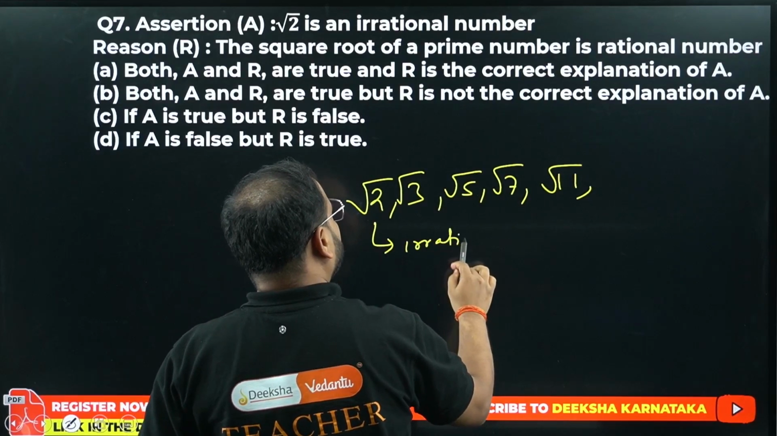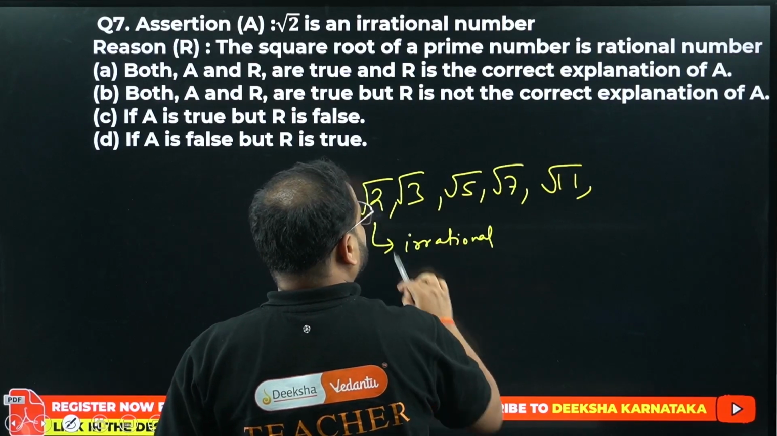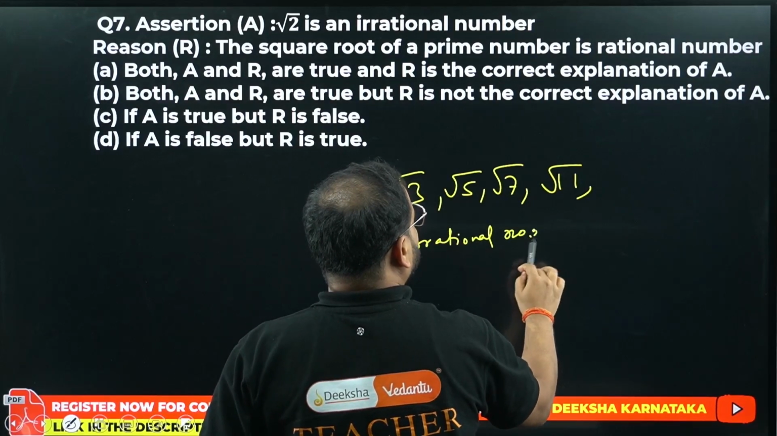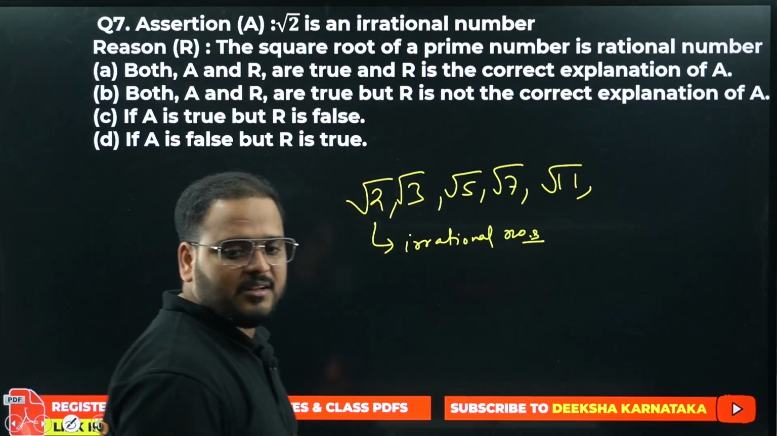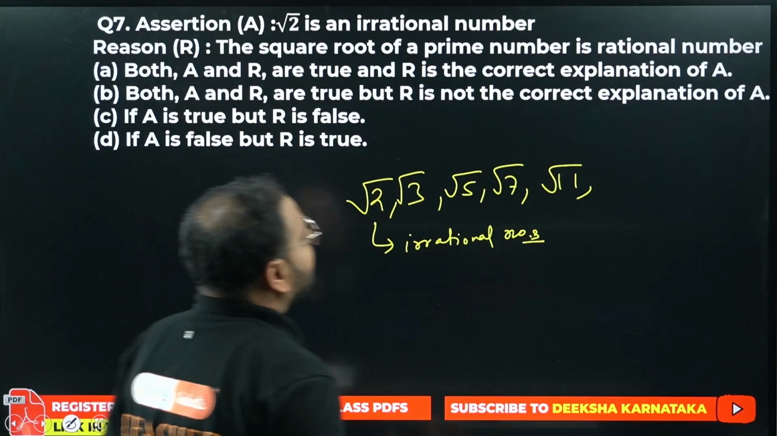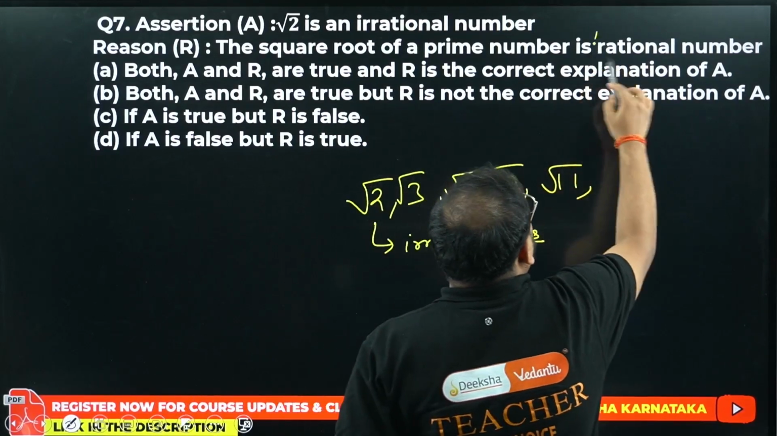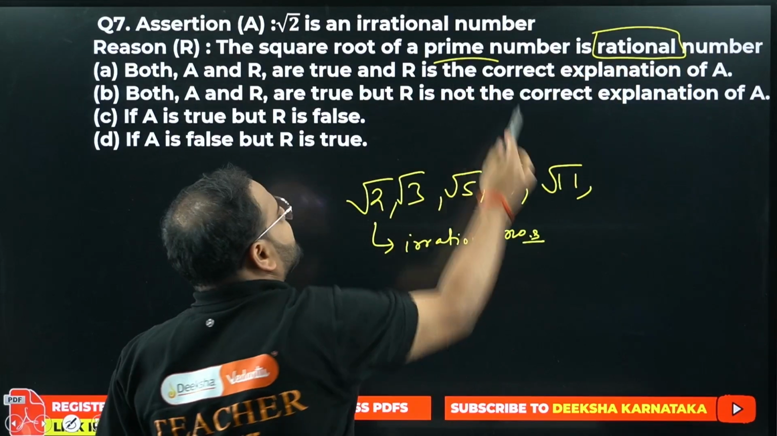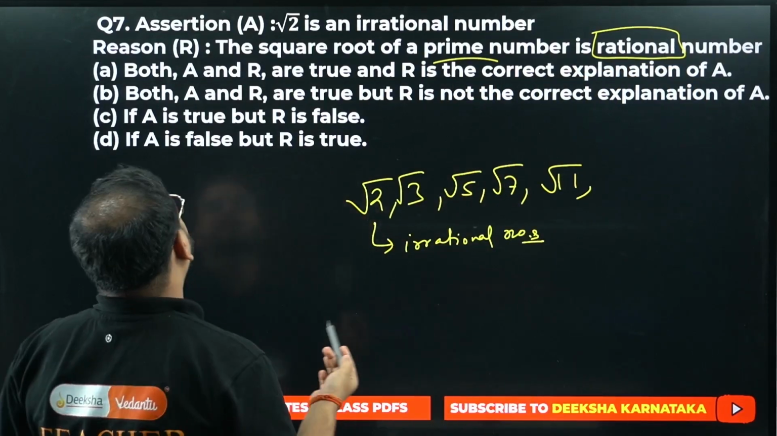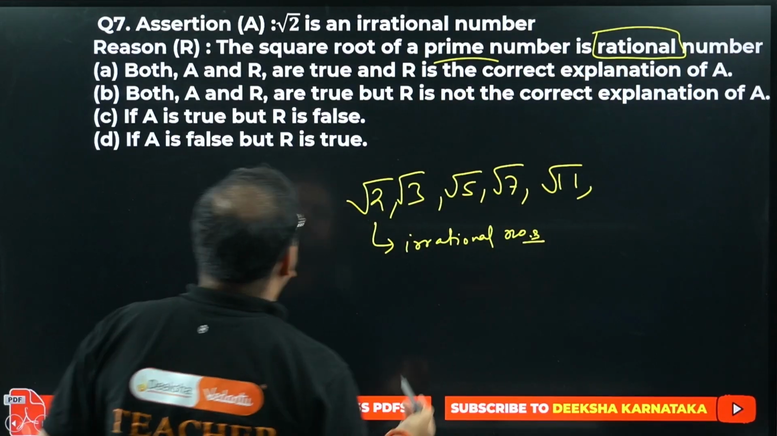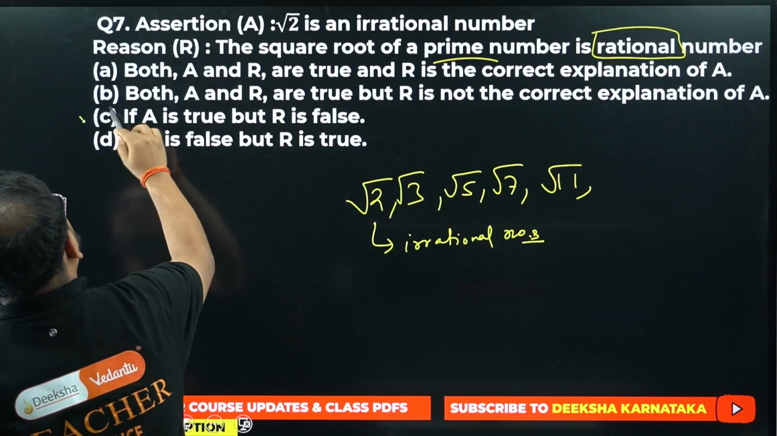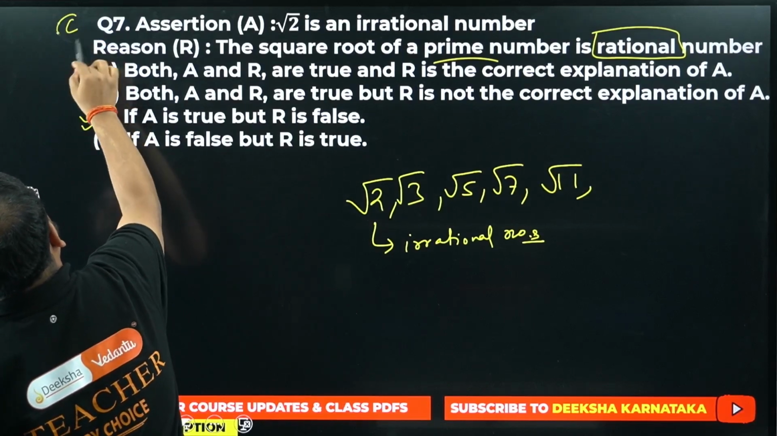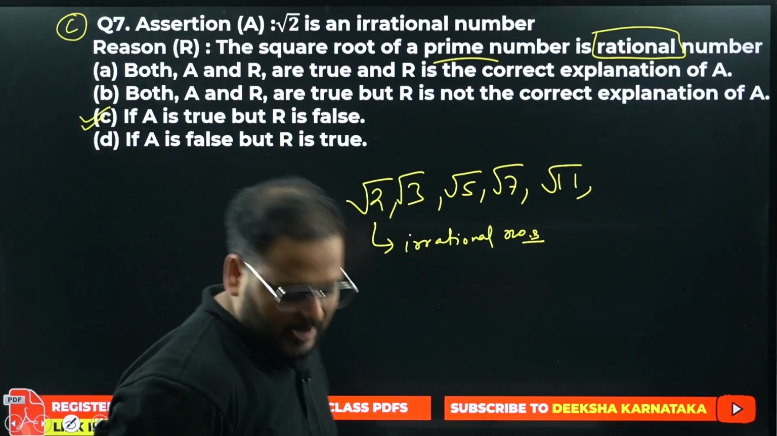These are all irrational numbers, sir. In that case, they are saying what? The square root of all the prime numbers are rational. It means it doesn't make sense. So reason is incorrect. So reason is false. Assertion is true. Option C again. I hope you are getting it right.